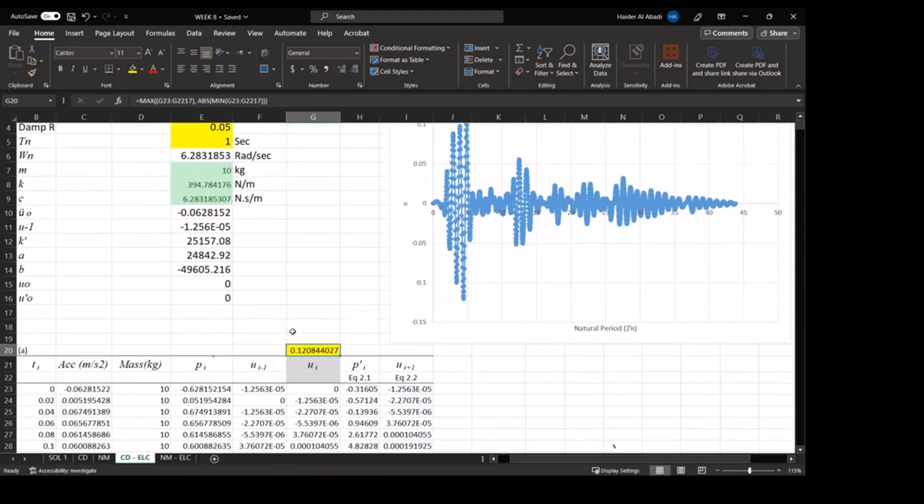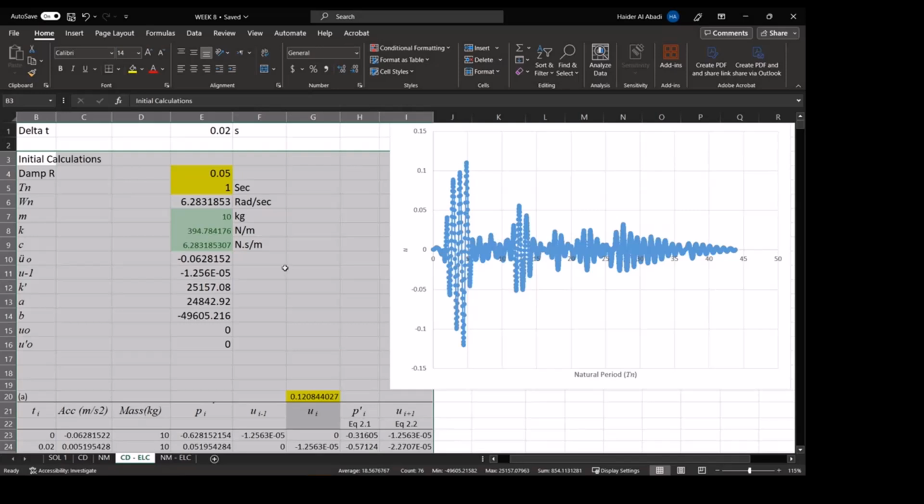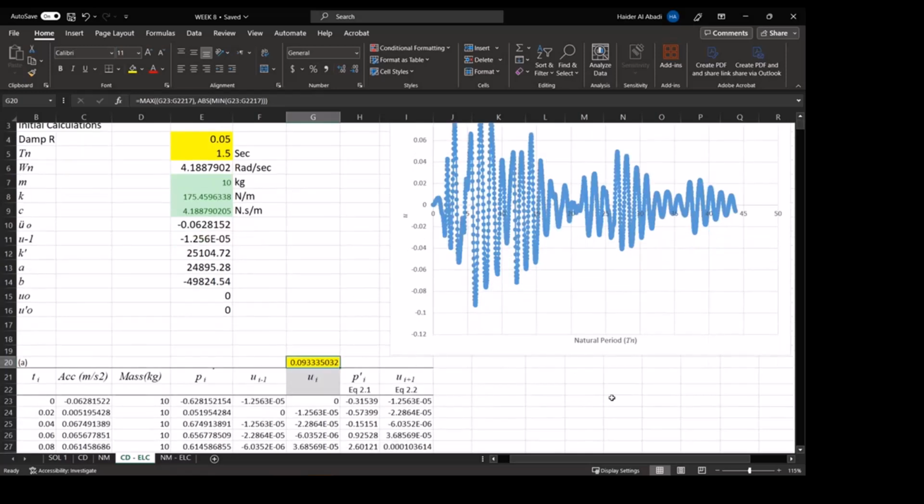So what I'm going to do next, you need to copy all this calculator somehow and regenerate, maybe change this to 1.5. You will have now 0.09. Then you need to record the 0.09. So you're going to have another kind of table. Let me just make it here. You're going to have the time period here, and you're going to have the displacement response spectra. And you're going to say for 1 second, we had 0.12. For 1.5, we had 0.09, etc., etc.